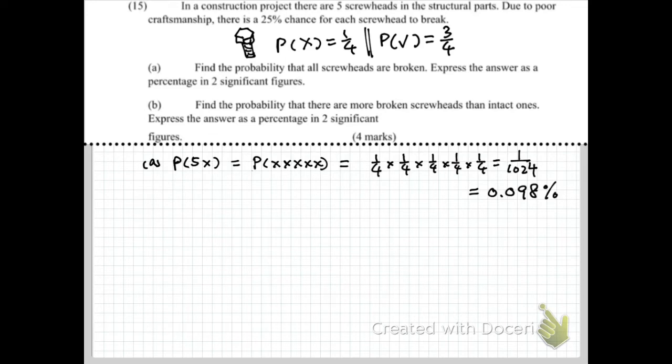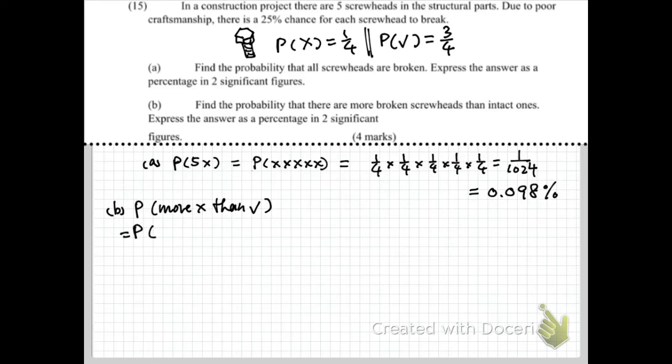Now, part B is interesting. We want to find the probability that there are more broken than good ones, alright? More crosses than ticks. Find the probability that there are more broken screw heads than intact ones. So now let's decipher the meaning. What is the meaning of more broken than intact?